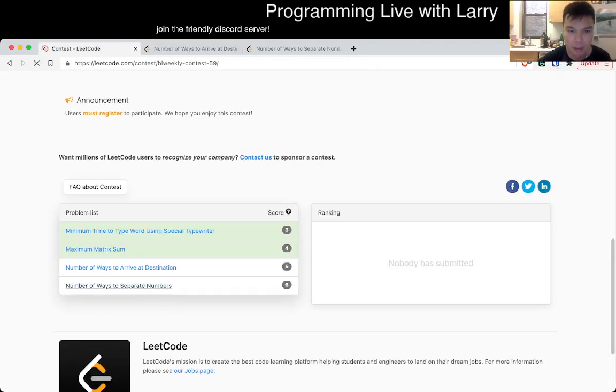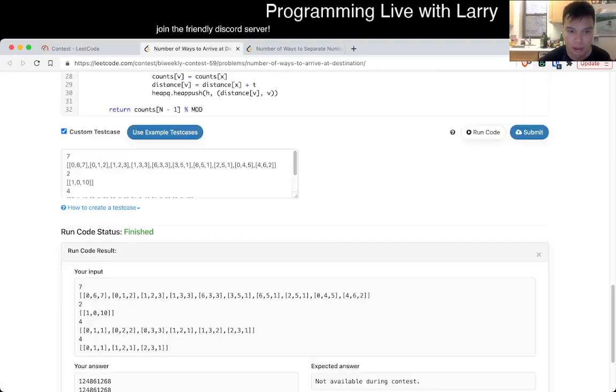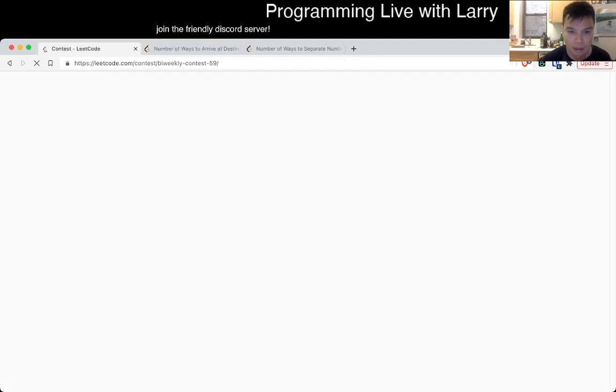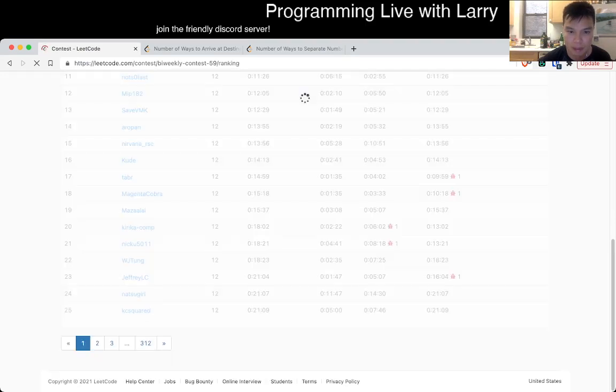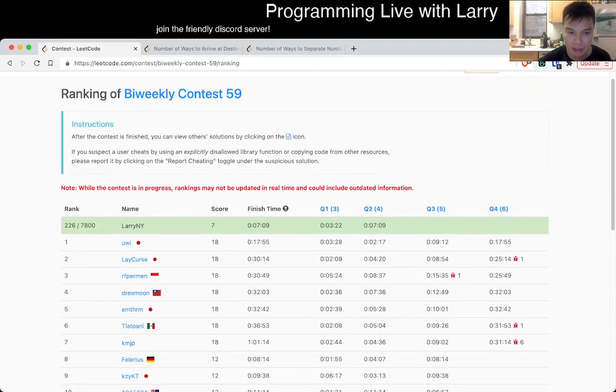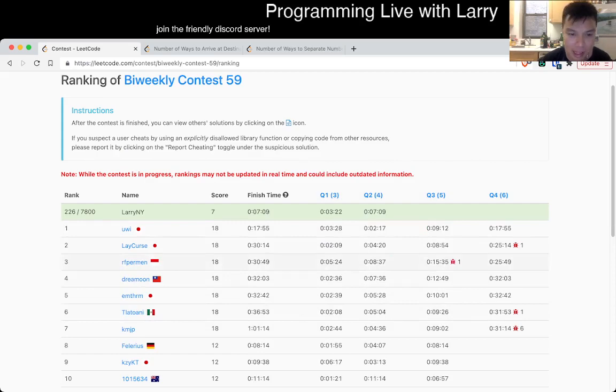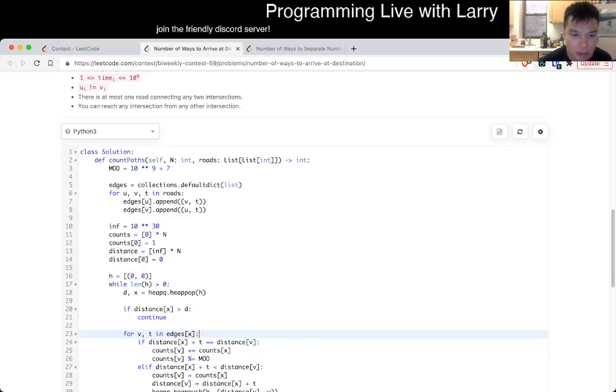It's such an easy problem too. I knew what to do. Good amount of people got it. This is not great though. So I knew how to do this one immediately. Why? What am I doing wrong?